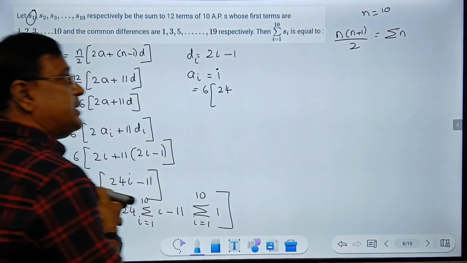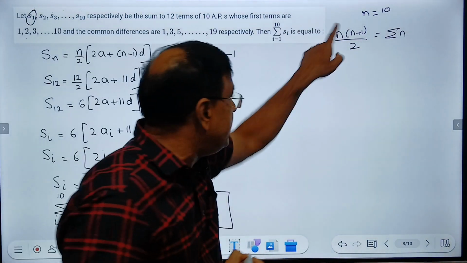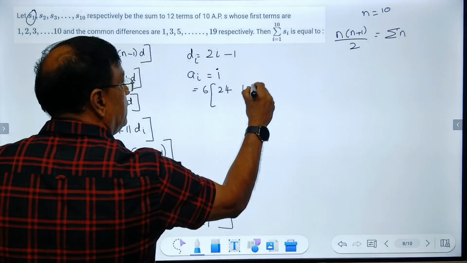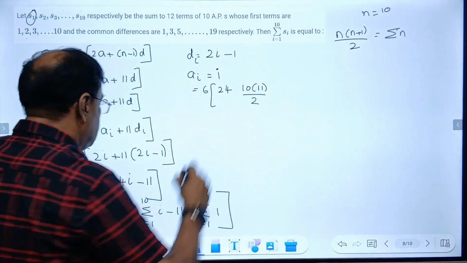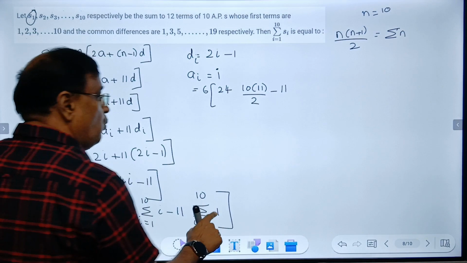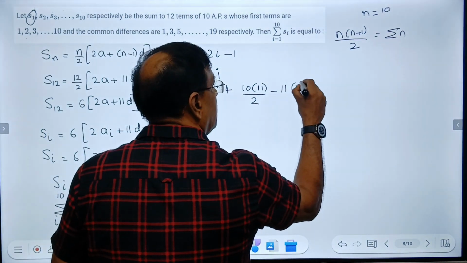Sigma n formula is n into n plus 1 by 2, the sum of n terms of an AP. But n is 10. So what do you get here? 24 into 10 into 11 by 2, correct? 10 into 11 by 2, minus 11 into 1 is added 10 times. When you add 1 ten times, you get 10.